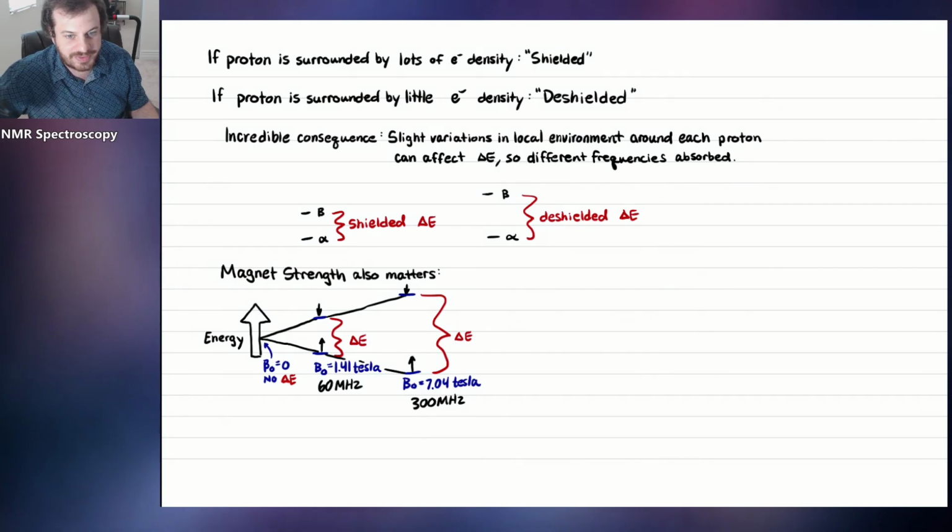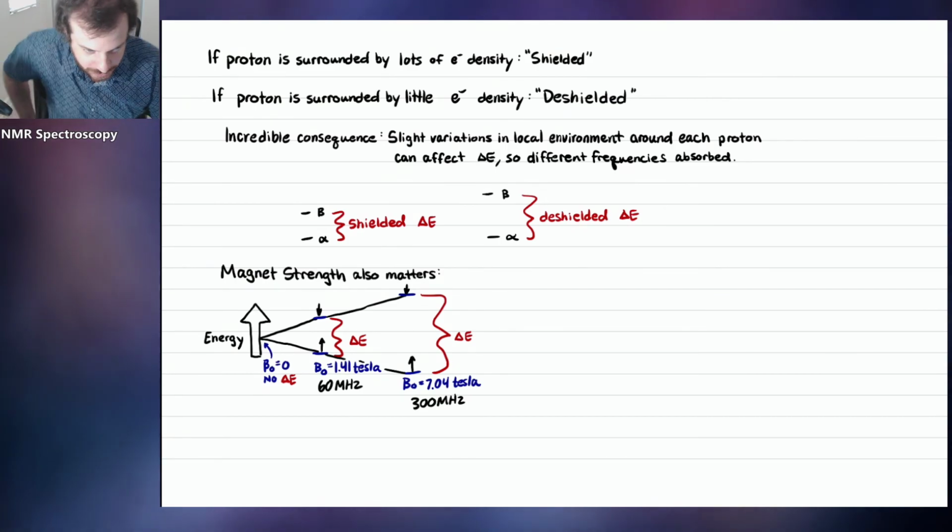So now, instead of all the protons singing the same song, all the protons absorbing the same frequency of energy, each proton is going to absorb slightly different energies, and it's all depending on the local environment. So this is allowing us to probe the local environment of each proton, and every proton is going to come out slightly different.